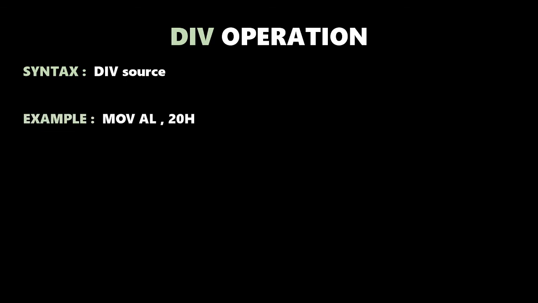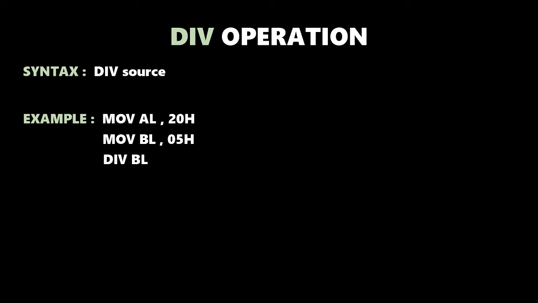So now we have come to our last instruction for this video, that is the div instruction. So let's start with the syntax. As we can see, the syntax for div is exactly same as multiplication. In this we give div source. So let's take up an example. Suppose we have given an instruction move AL, 20H. So this 20H will get stored in our AL register. Next we give move BL, 05H. So this 05H will get stored in our BL register. And then we give div BL.